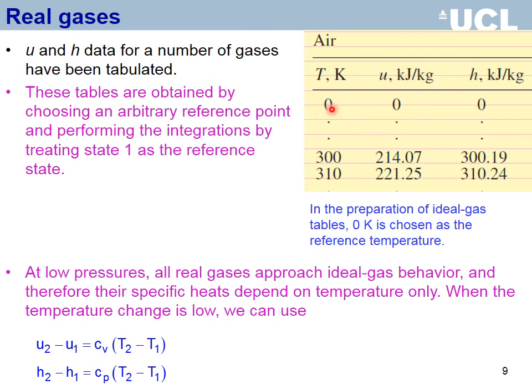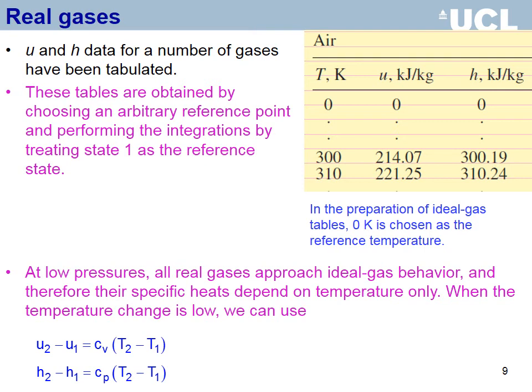But in a lot of cases we tabulate U and H directly. If you don't have U and H directly known for real gases, you can go back to what we derived earlier, which was U2 minus U1 equals Cv times T2 minus T1, of course with the assumption that Cv is not changing much as a function of temperature, and the same thing for the change in enthalpy here. Okay, so these are approximations that we quite often make for real gases.